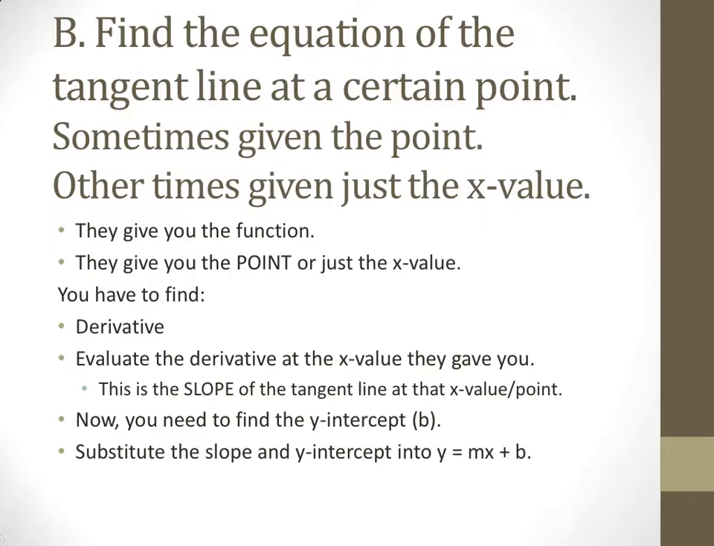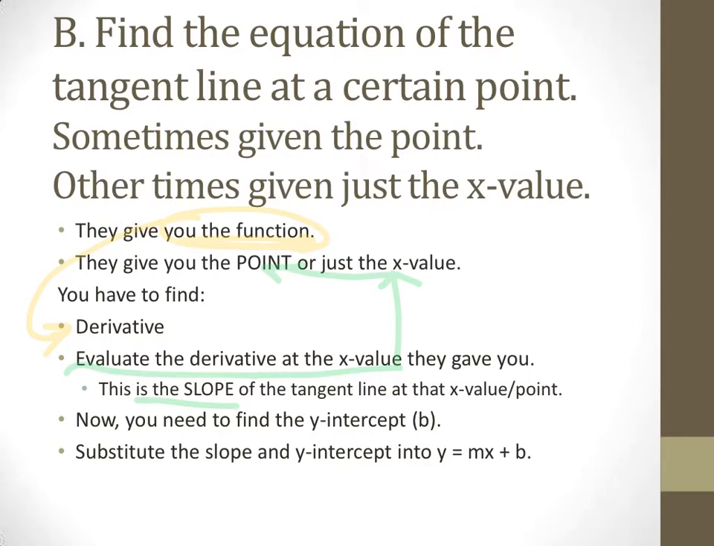Let's look at the other group of problems. For this one, they're asking you to find the equation. That means you're going to have y equals something x plus something for the tangent line at a certain point. Sometimes they give you a point, sometimes just the x value. So they have to give you the function. You're going to take that function and find the derivative. Once you do that, you're going to evaluate that derivative at the x value they gave you. And if they gave you a point, it's an x value as well. And for either one of those, that's going to give you the slope of the tangent line.